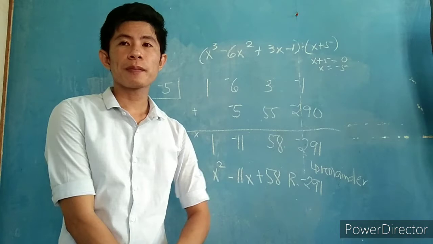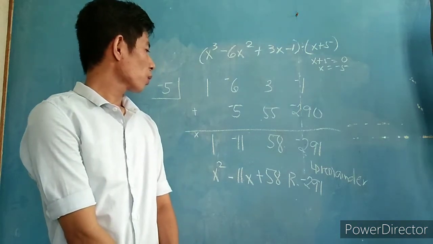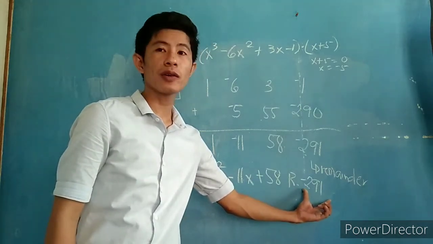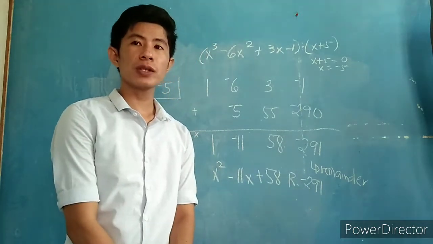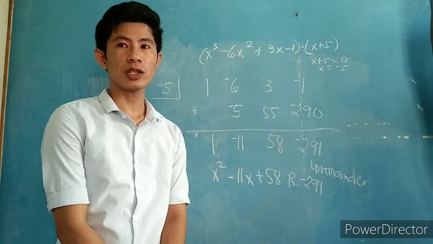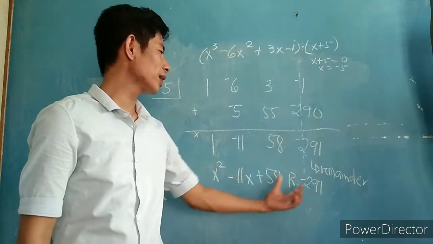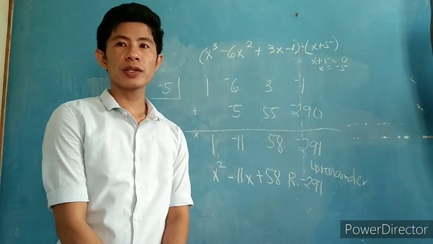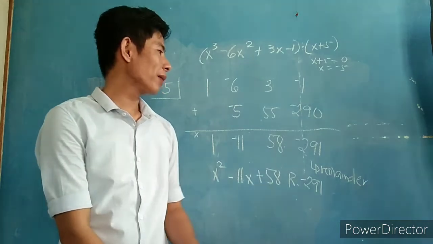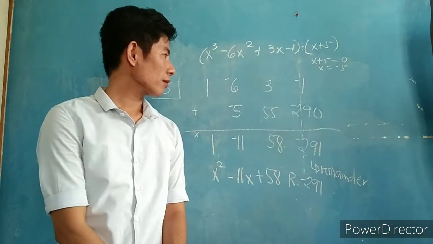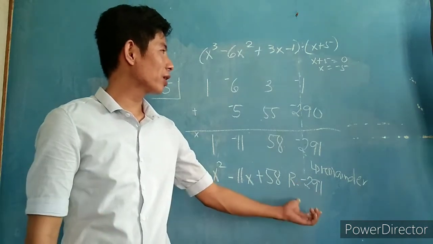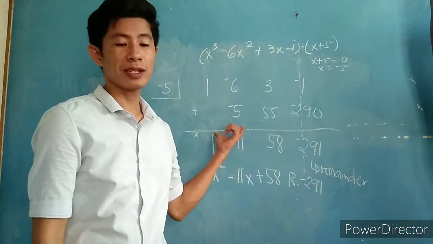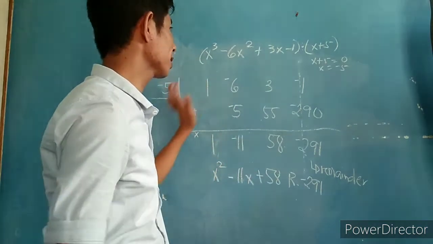But what if we are tasked to find the remainder, which is negative 291, without using the long division or the synthetic division? We don't need the quotient, we only need the remainder. In problems like that, we're going to use the remainder theorem. The remainder theorem states that to find the remainder, we must substitute all the values of x by the test zero. And we will do that using the same problem.